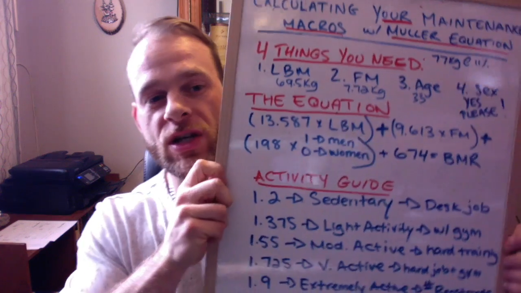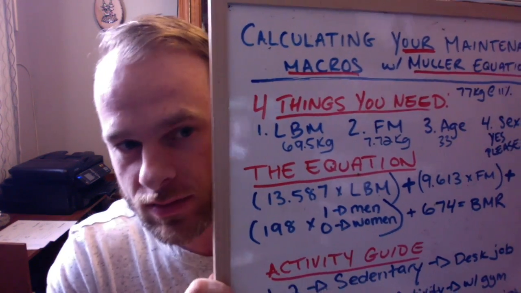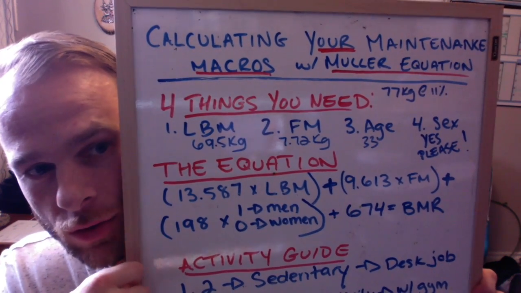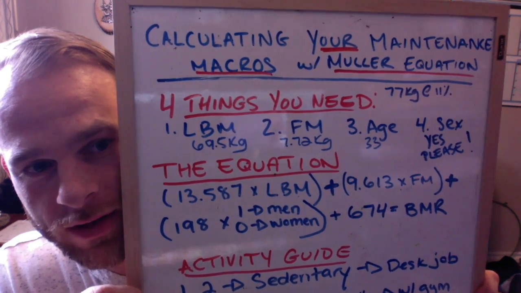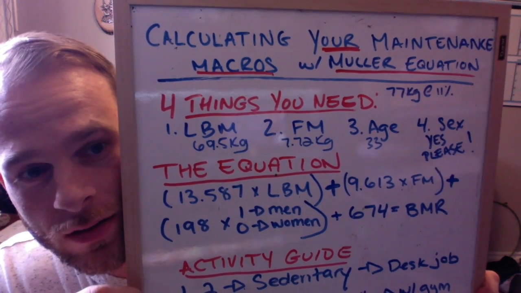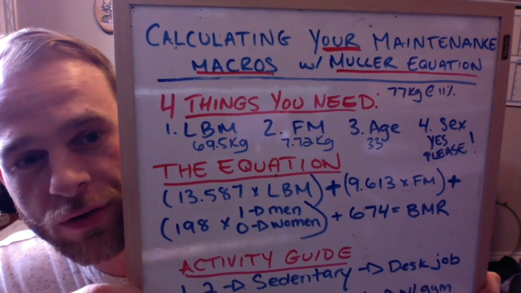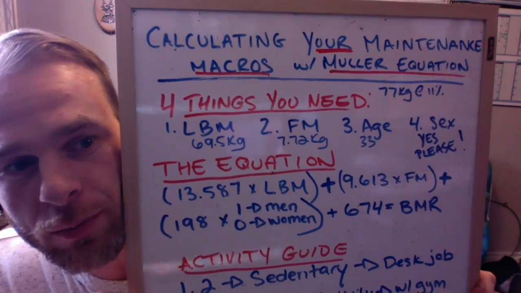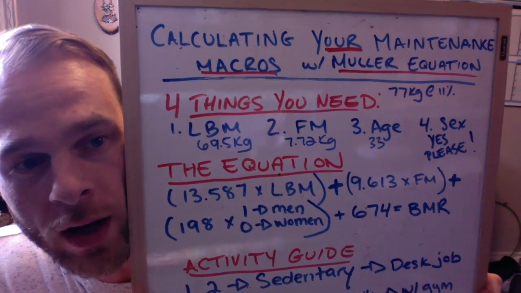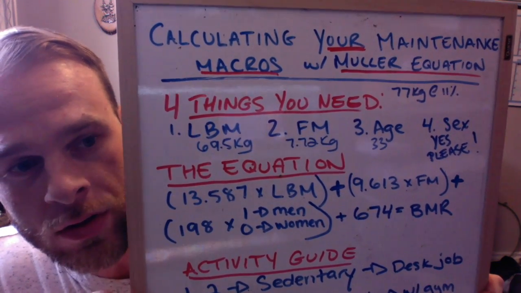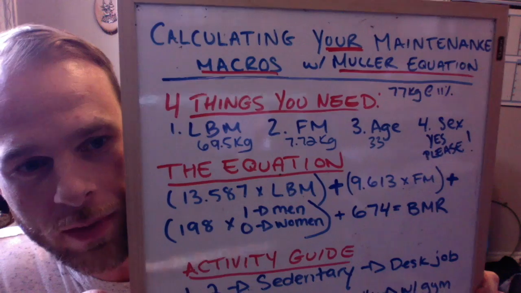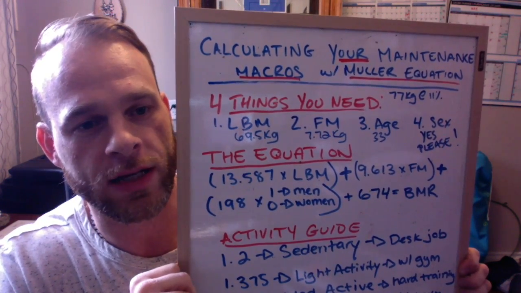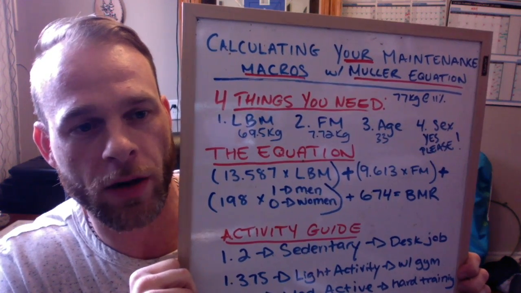So the equation that we use is written down right there: 13.587 times your lean body mass, plus 9.613 times your fat mass, plus 1.98 times one if you're a man, and zero if you're a female. That's basically the difference between males and females. Then you add 674, and that's going to give you your basal metabolic rate.